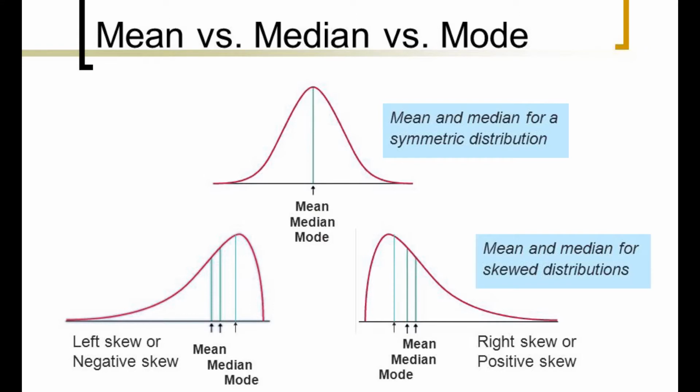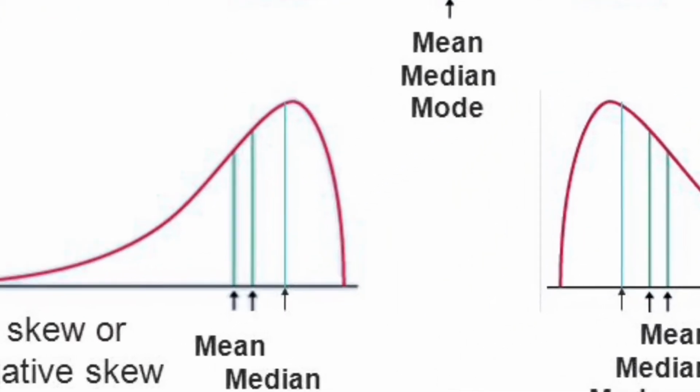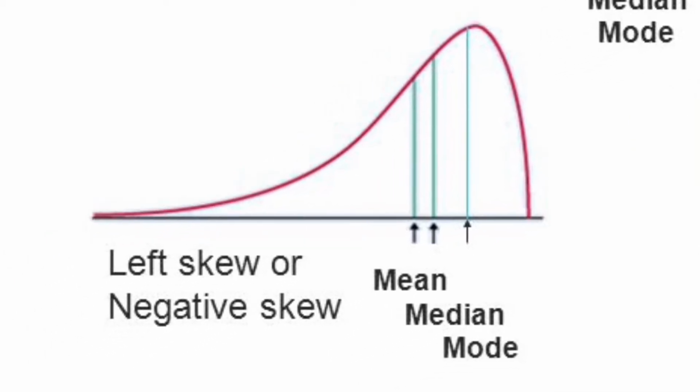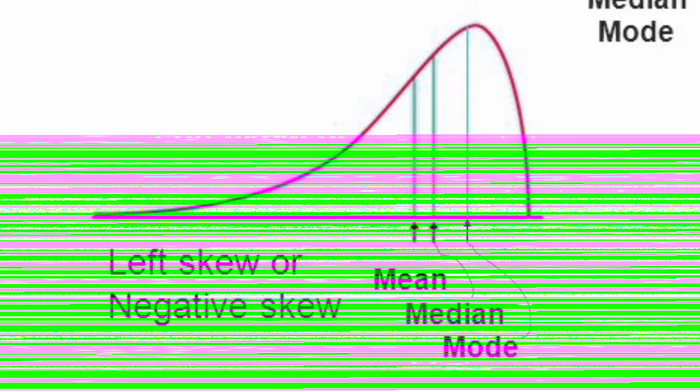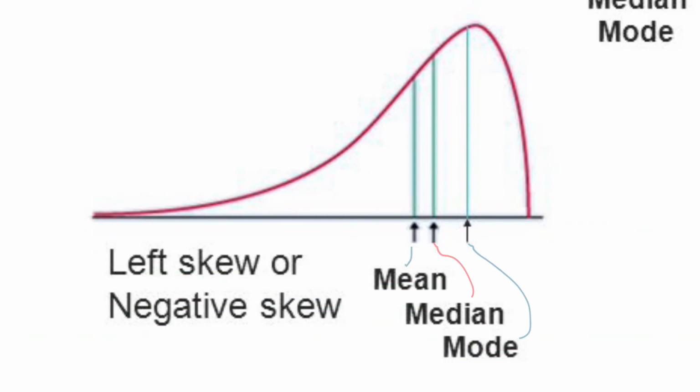You start running into problems, though, when you have things that are skewed one way or the other. Now, if we zoom in, we'll just use this one as an example. You can kind of see what's going on here. The first thing is, this is a little bit hard to see. So the mode is this one, the median is this one, and the mean is this one.